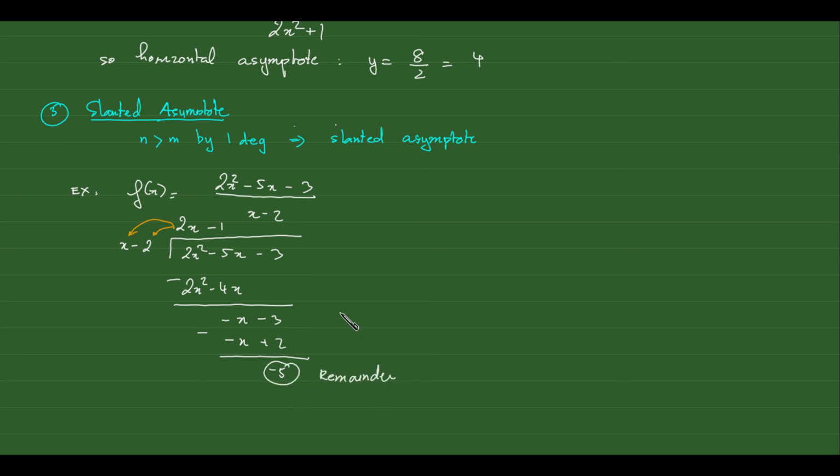As the remainder. So it means that over here, the slanted asymptote will be the quotient function. The quotient function will be this one. So the slanted asymptote will be y equal to 2x minus 1. Okay, so you see that the slanted asymptote over here is a line, because it is y equal to mx plus b. It's always like that. It always has the form y equal to mx plus b because it's a slanted asymptote. It's a line. Okay, so remember that.